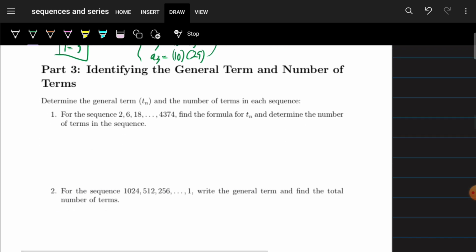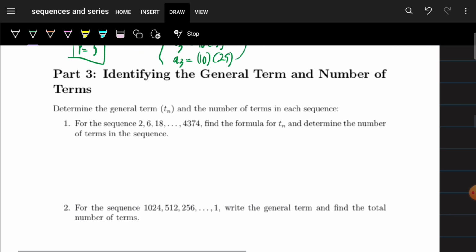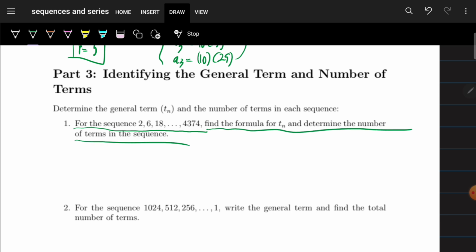Okay, let's go on to problem 3. Things will get a little bit more interesting here. So it says for the sequence given, this one, find the formula for Tn and determine the number of terms in the sequence.